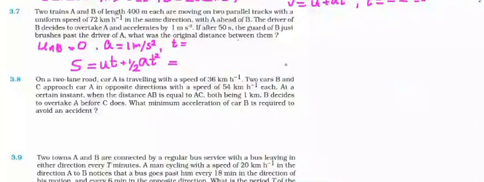Then next question. On a two-lane road, car A is traveling with a speed 36 km per hour. Okay, convert into meter per second.